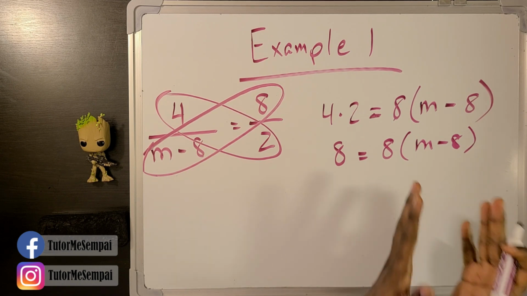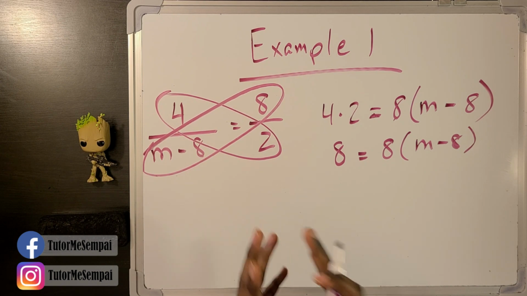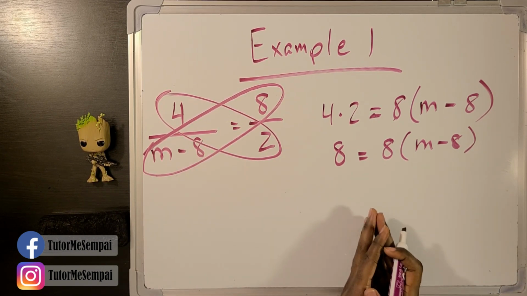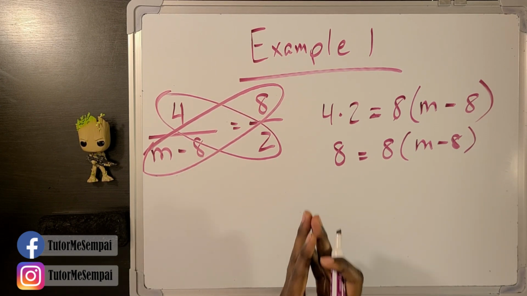And we want to get m by itself. Remember, that was the same thing we did in our last video. Get your variable by itself. You see, nothing is changing. You might have a little bit more work, but the process is still the same.